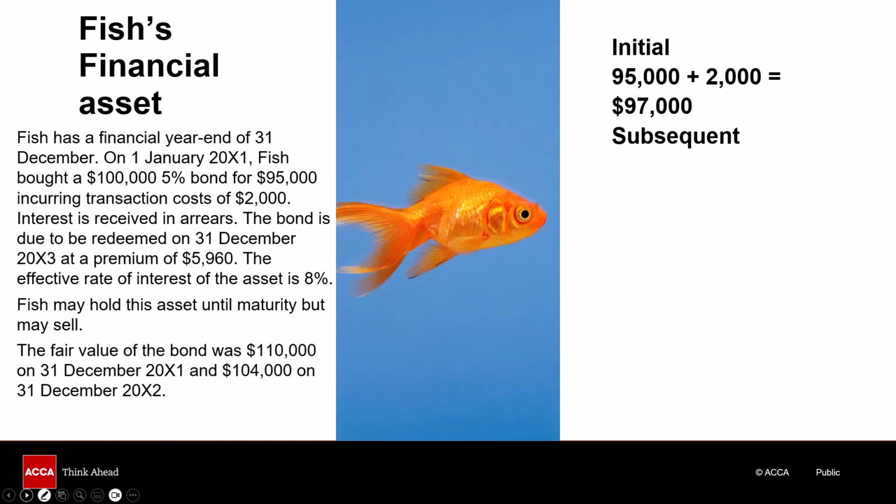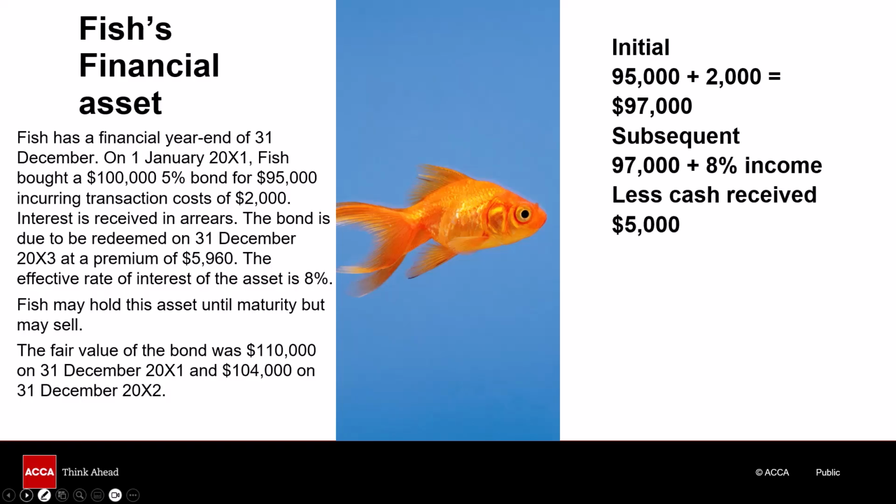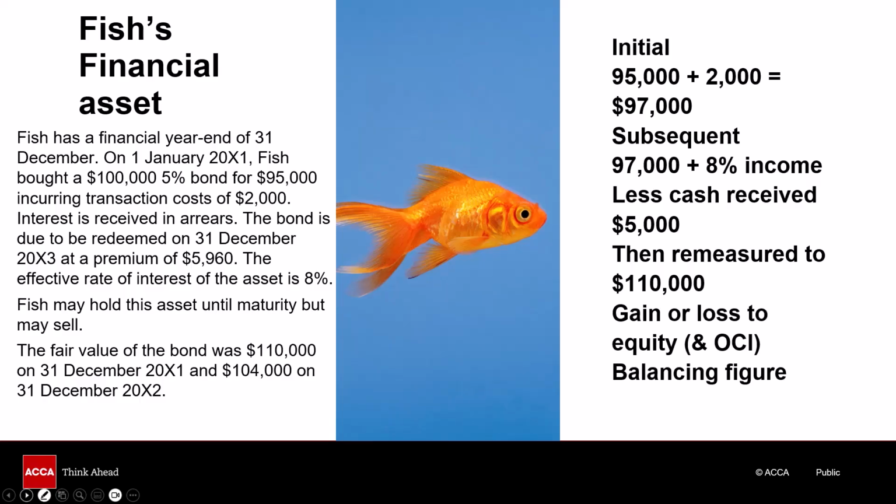The subsequent accounting treatment, therefore, is going to be at amortized cost, which means that you will recognize as income 8% on the carrying value, 8% being the effective rate. But you would then deduct any cash that you've received, debit cash, credit asset. We're receiving 5,000. At the year end, you're remeasuring it to the fair value of 110, and then you have a gain or loss that is taken directly to equity and reported in other comprehensive income as a balancing figure.